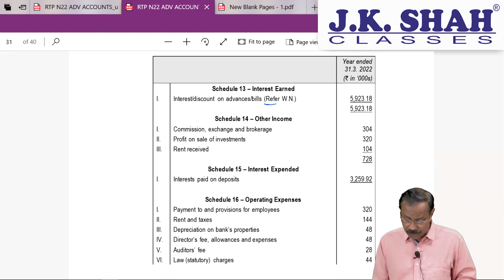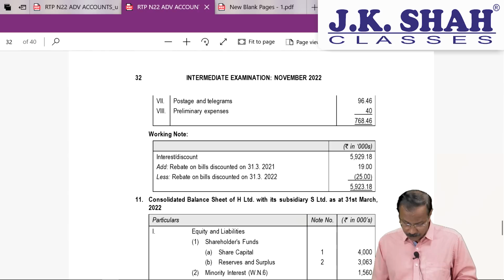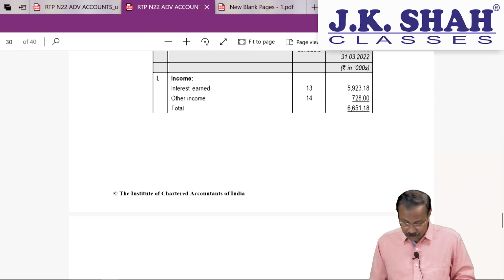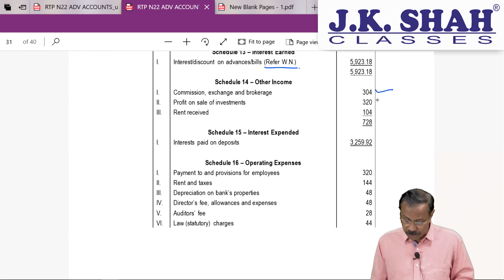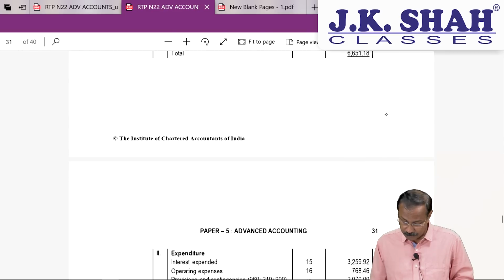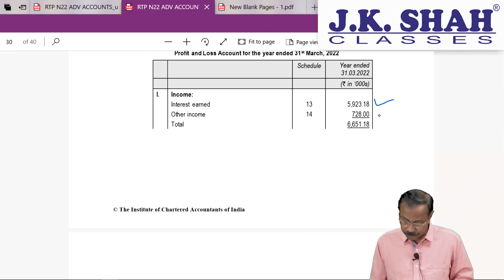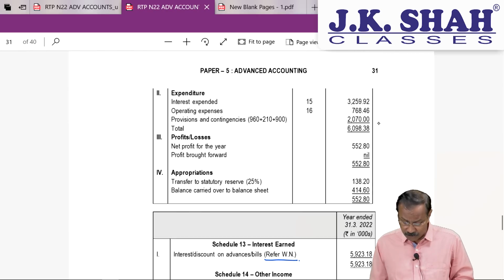See, interest, refer working note. Add opening rebate minus closing rebate, that gives you the net income for the year. That's your interest income. Other income, see schedule number 14: commission, profit, rent received. So that's your other incomes. So what you'll get is your total incomes. Expenses, interest expended, it's simple, no adjustments, so just write it as it is.